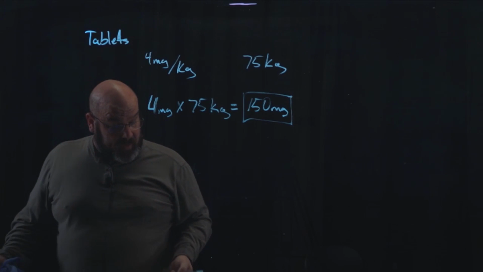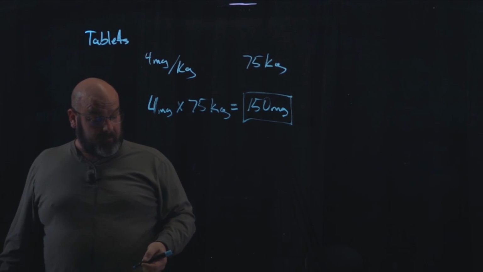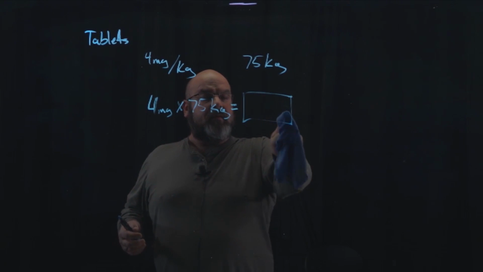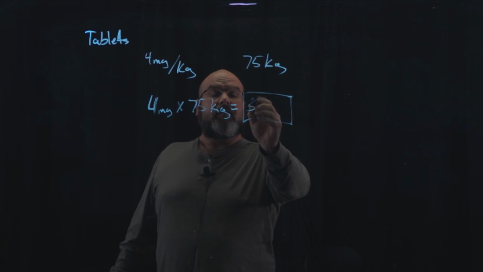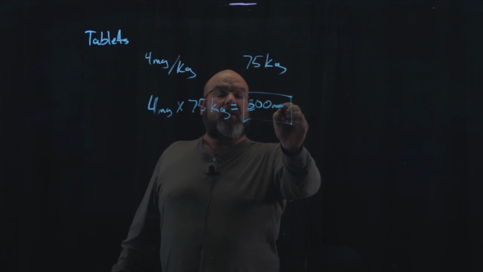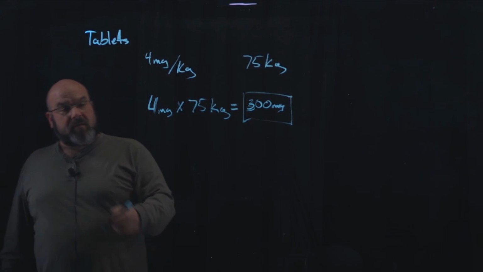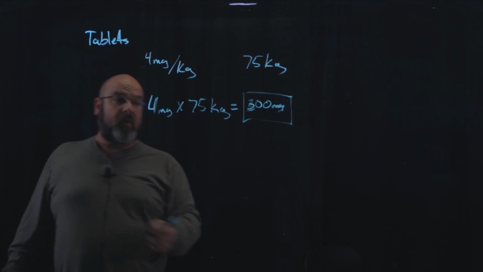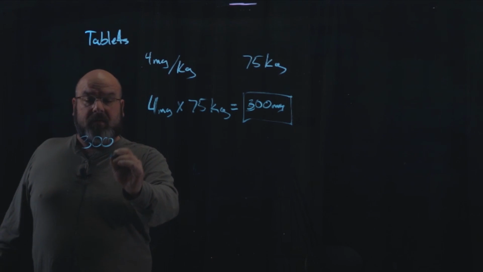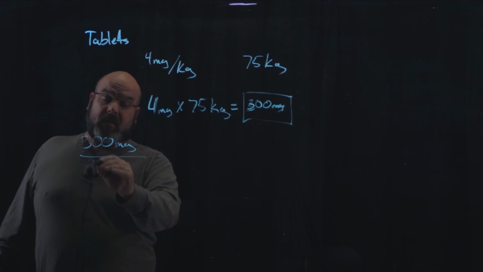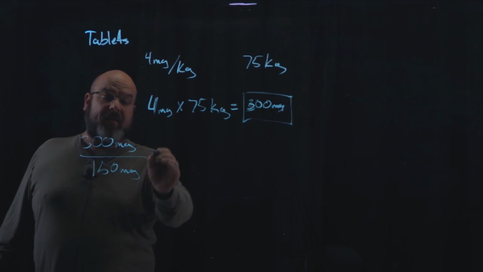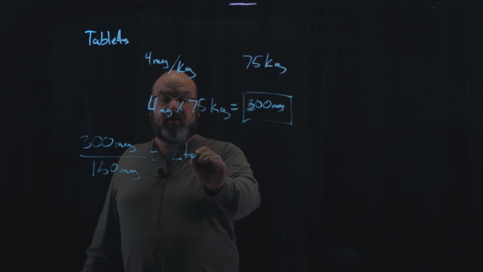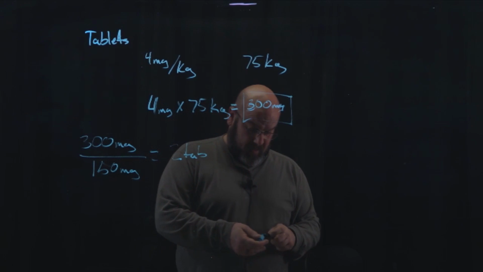Okay, so now we have the dose, or I'm sorry, it's not 150. Oh, it's 300 milligrams of a medication. So let's go back to our formula of what we want and what we have. So we want 300 milligrams. We have 150 milligram tablets. So that's double what we want. So we're going to give 2 tabs. And this marker is about dead.